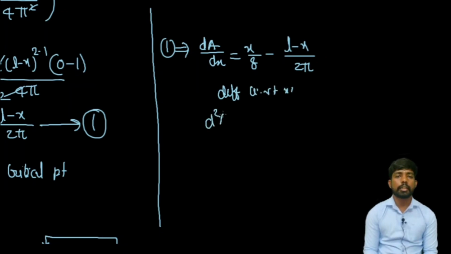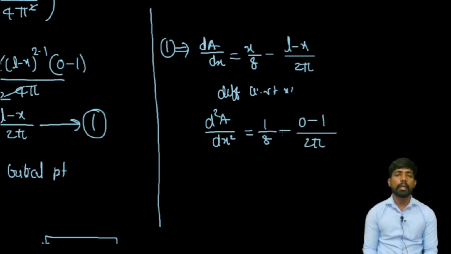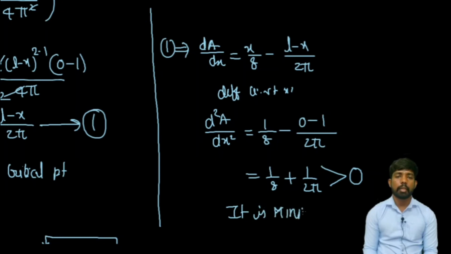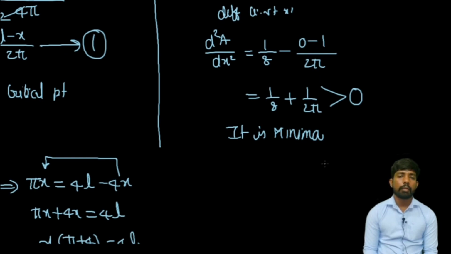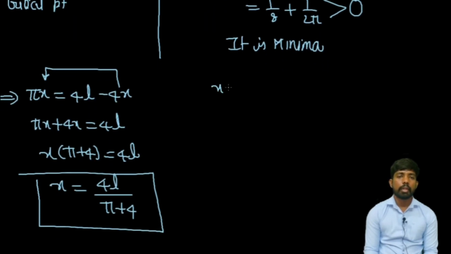So this is d square A by dx square is equals to x differentiation is 1 by 8 minus L differentiation is 0 minus x differentiation is 1 by 2 pi. Therefore here minus into minus plus, 1 by 8 plus 1 by 2 pi, which is greater than 0. It is minima. Therefore we can say here x is equals to 4L by pi plus 4, the point of minima.